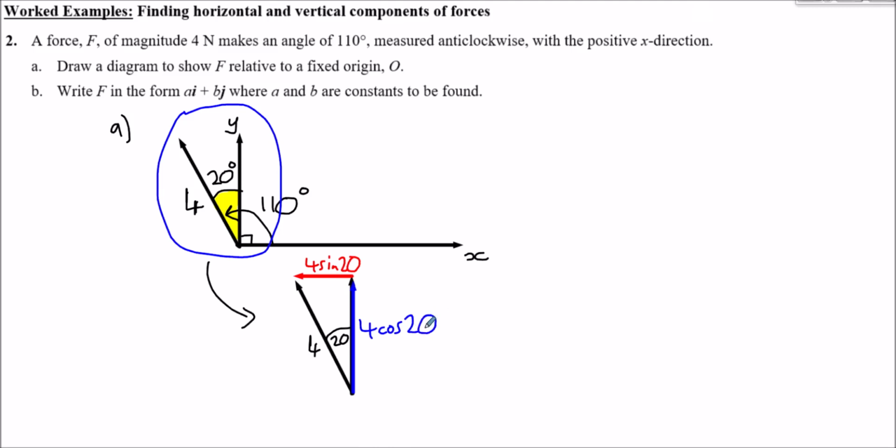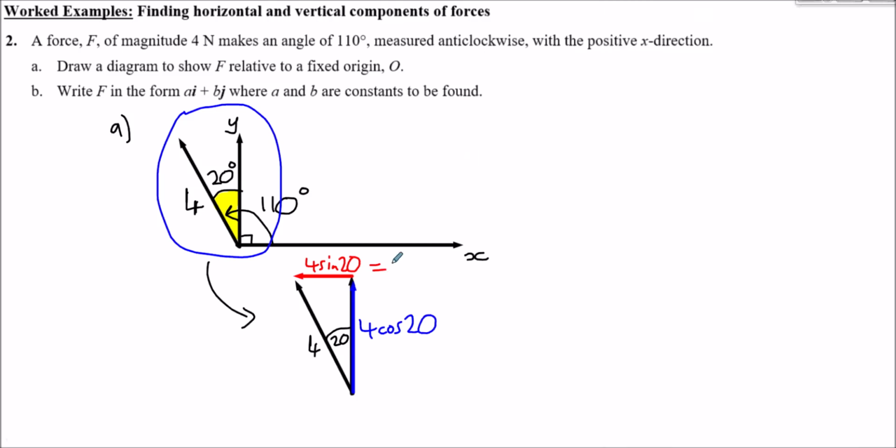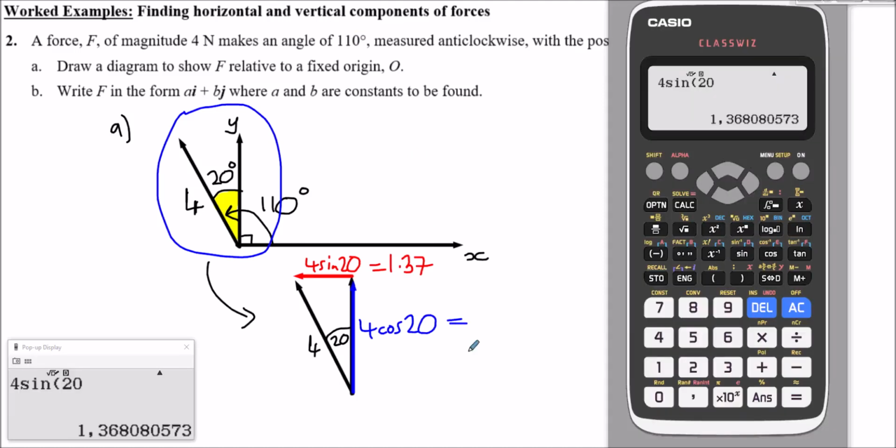And of course we need to actually work out what these values are. So 4 sine 20, let's do that one first. So 4 sine 20 gives us approximately 1.37 to 3 significant figures. Whereas 4 cos 20 gives approximately 3.76.